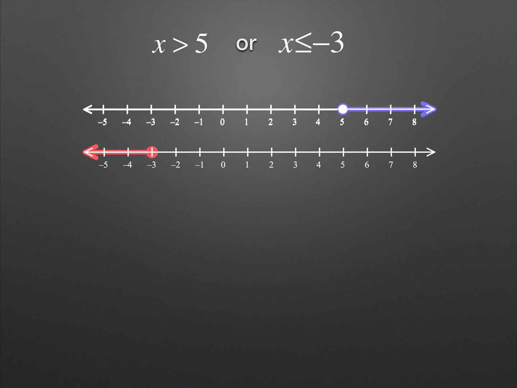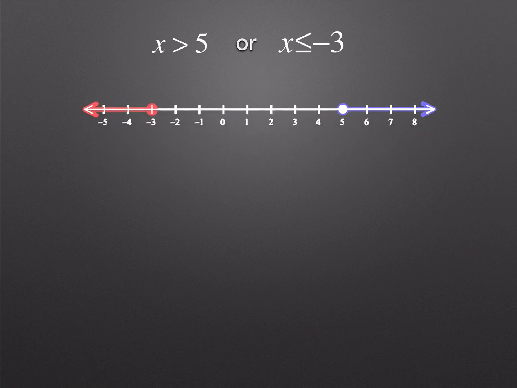Remember, we really don't make the two lines when we graph. We really just put everything on one. And so now this is the two graphs. Where in this graph does it make that compound inequality true? Well, let's take some points and see.